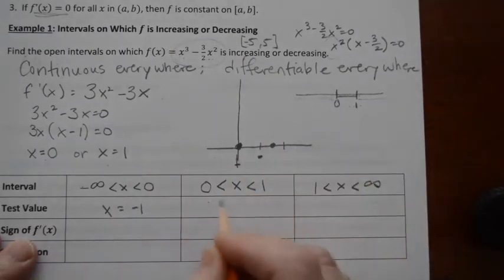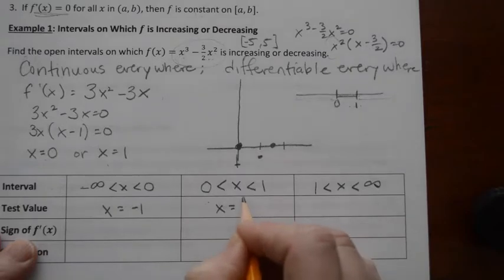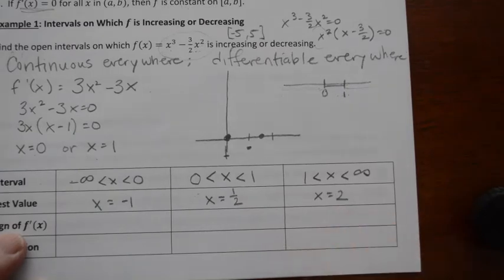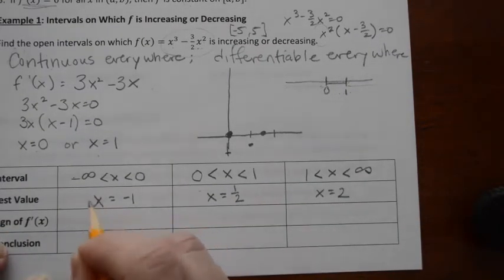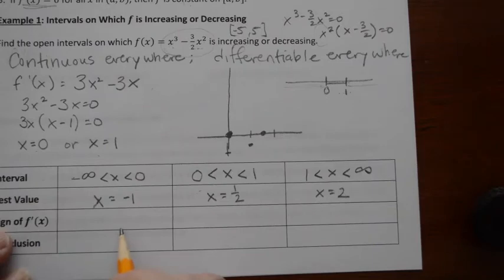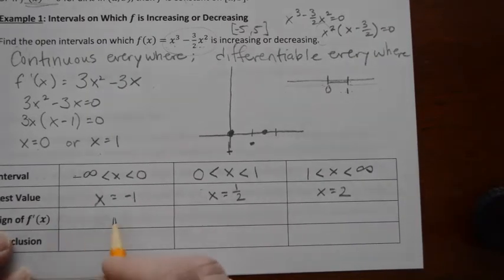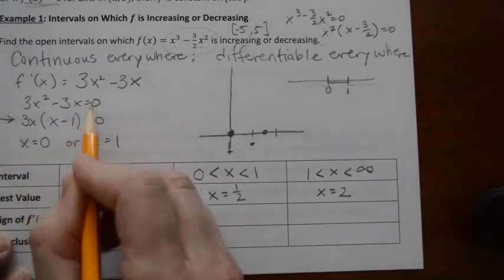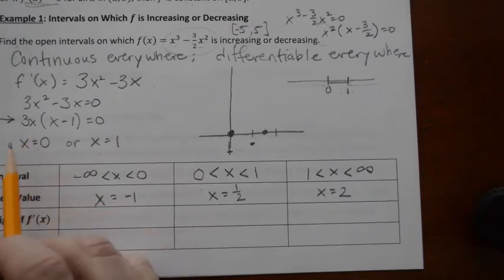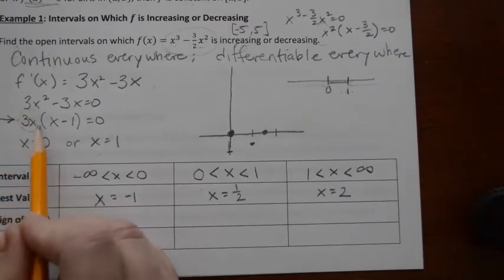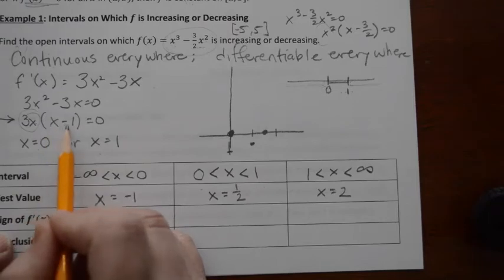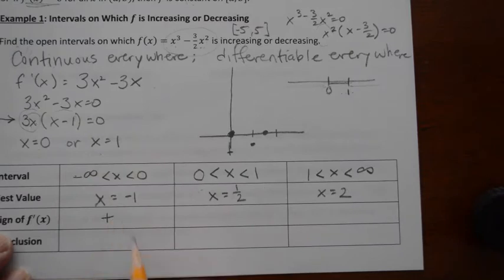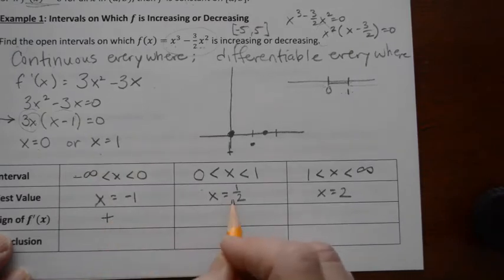In here, we need to pick a test value, so let's go with x equals 1/2. And in here, we need to pick a test value, so let's say we pick x equals 2. And then we want to find out what the sign of the derivative is, because again, that tells us the slope. All right, so if I put -1 into the derivative, I'm going to pick here to do it, as opposed to here. This is saying 3 times -1, that is going to be negative. And then -1 minus -1 is going to be -2. So negative times negative, that means this must be positive. Then I'll do the same thing in here.